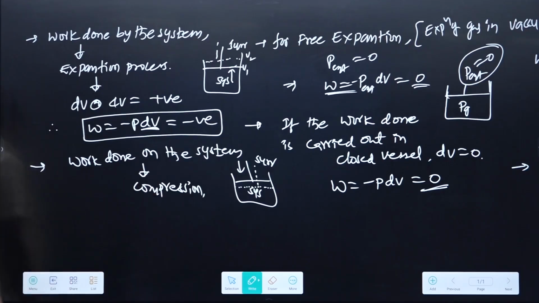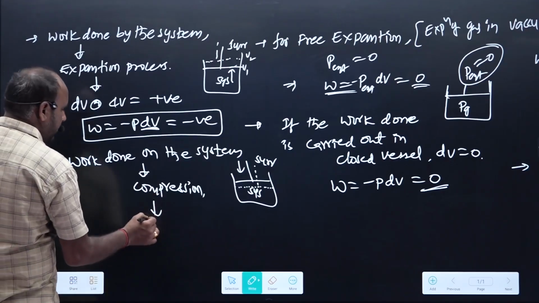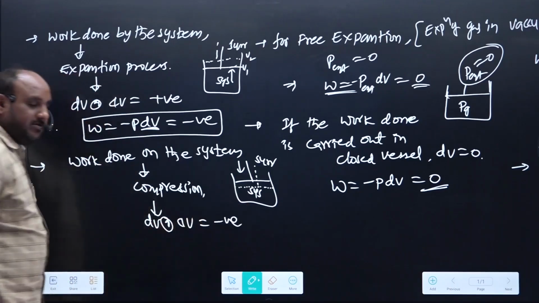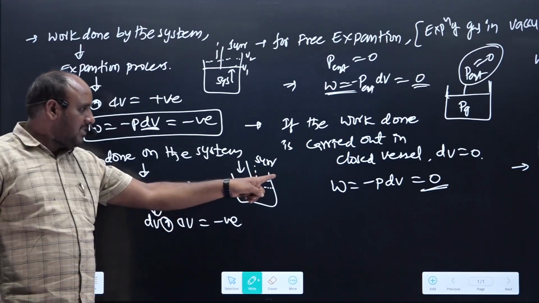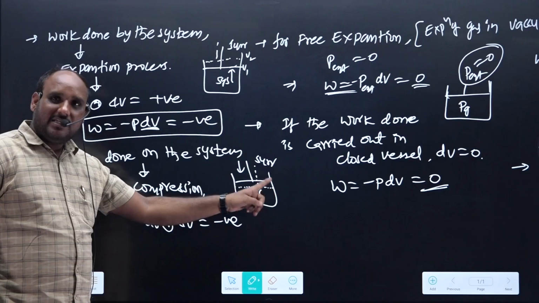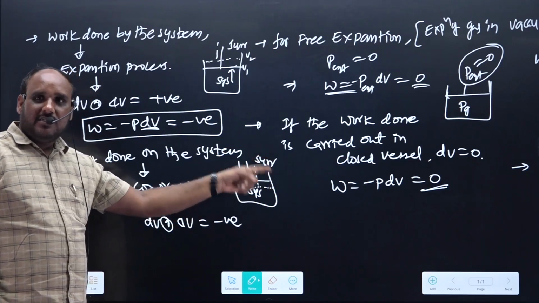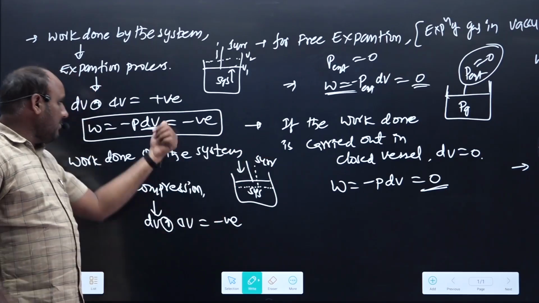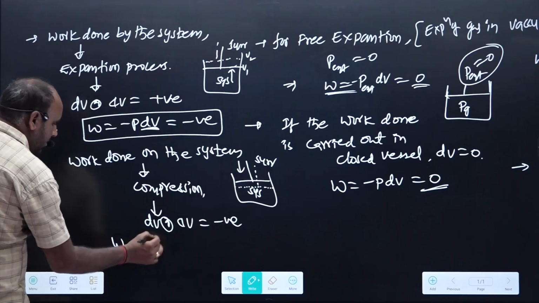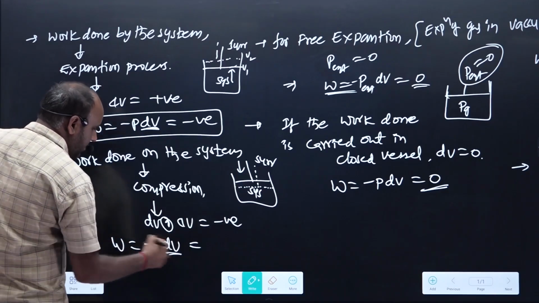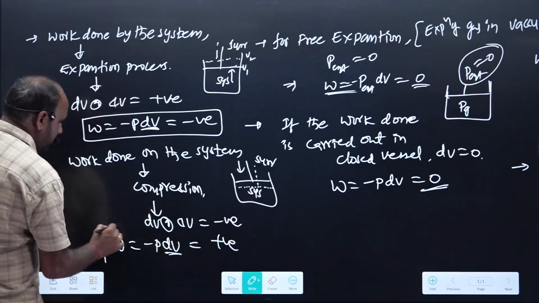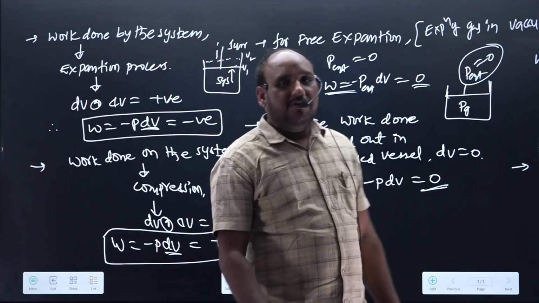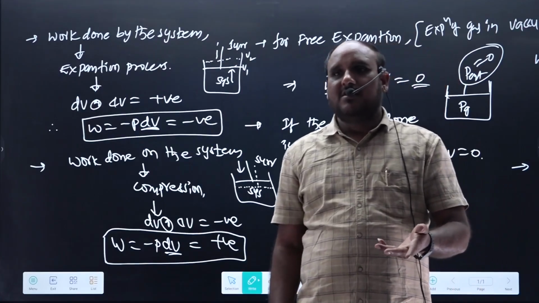What about the change in volume? For the compression process, dV or delta V is negative. Previously 10 liters, now 8 liters. 8 minus 10, how much? Minus 2 liters. That is the change in volume, negative. This will be substituted in W. Therefore W is equal to minus P into dV. dV is negative, so what about the overall W? That becomes positive. For the compression process, the work is positive.